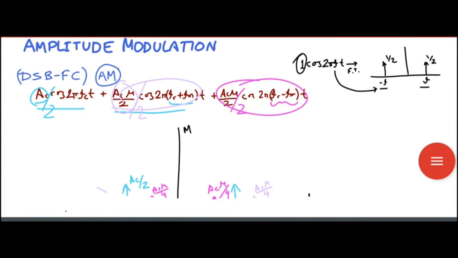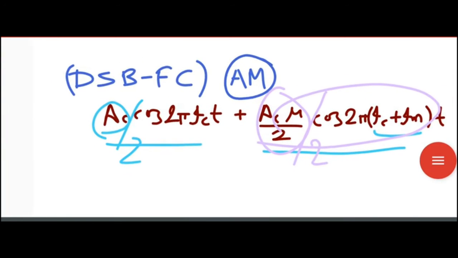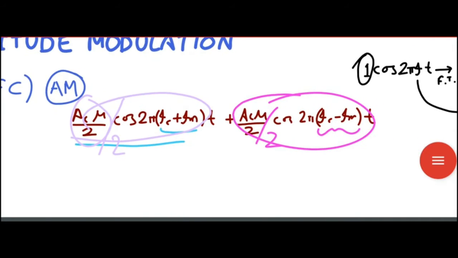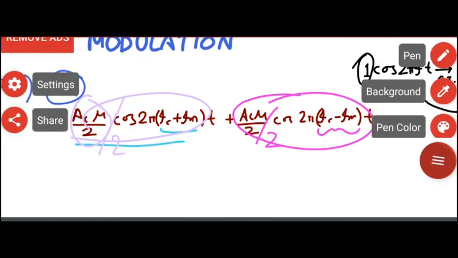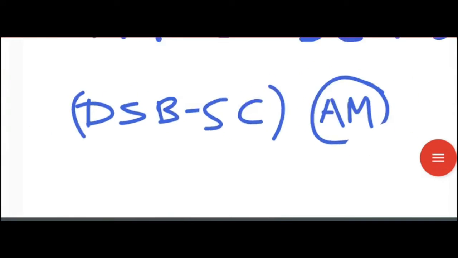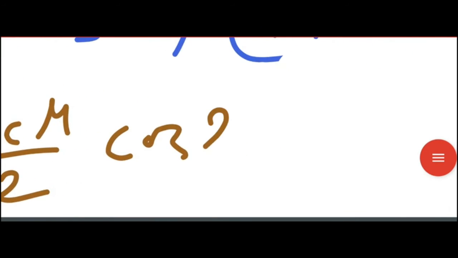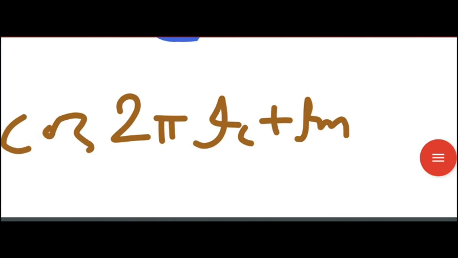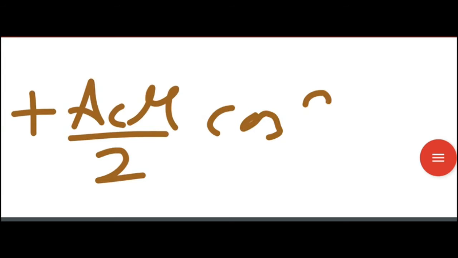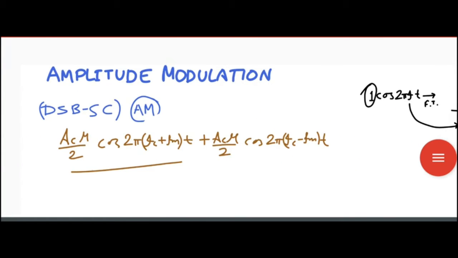Now we will draw the spectrum for single sideband, and we will see the time domain equation for single sideband. As I have told you, in single sideband we don't have any carrier, so we will eliminate the carrier. We are left with the two terms, the sidebands. I will write this part again. This will be the double sideband suppressed carrier: AC mu by 2 cos 2 pi (FC plus FM) t plus AC mu by 2 cos 2 pi (FC minus FM) t. This is the lower sideband and this one is the upper sideband.